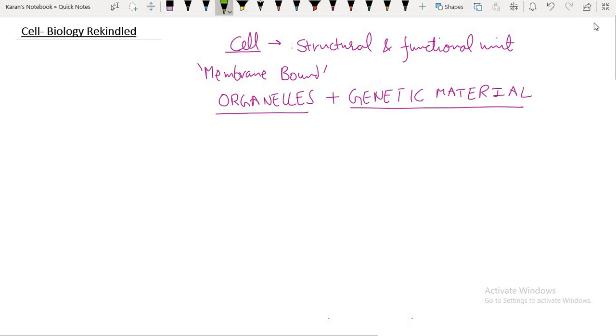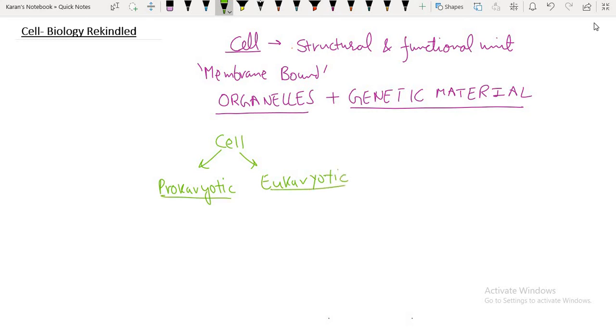Now there are two types of cells which we are going to discuss in this lecture. One is prokaryotic cell, the other one is eukaryotic cell. So we are going to discuss two types of cell in this lecture. First of all, I just want to show you the general structure of the cell.